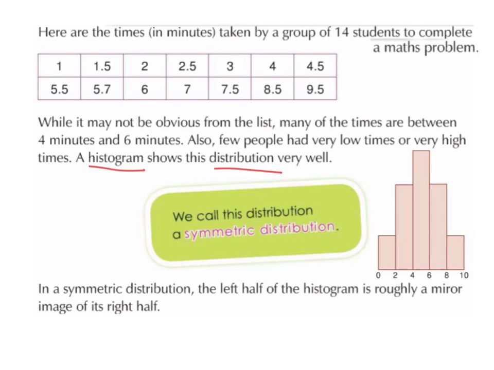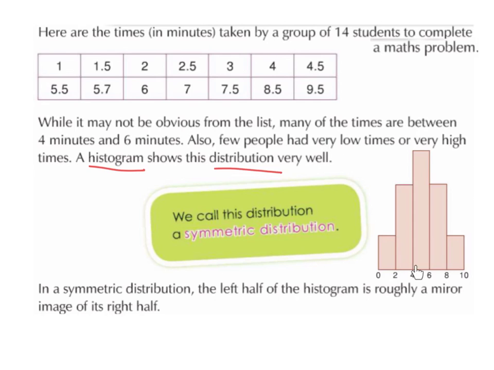So if we were to draw this out as a histogram, we would see that the first bar represents the people who took from 0 to 2 minutes. So only a few people took between 0 and 2 minutes. The second bar is for anyone who spent longer than 2 minutes but less than 4 minutes. So quite a few people spent between 2 and 4 minutes.